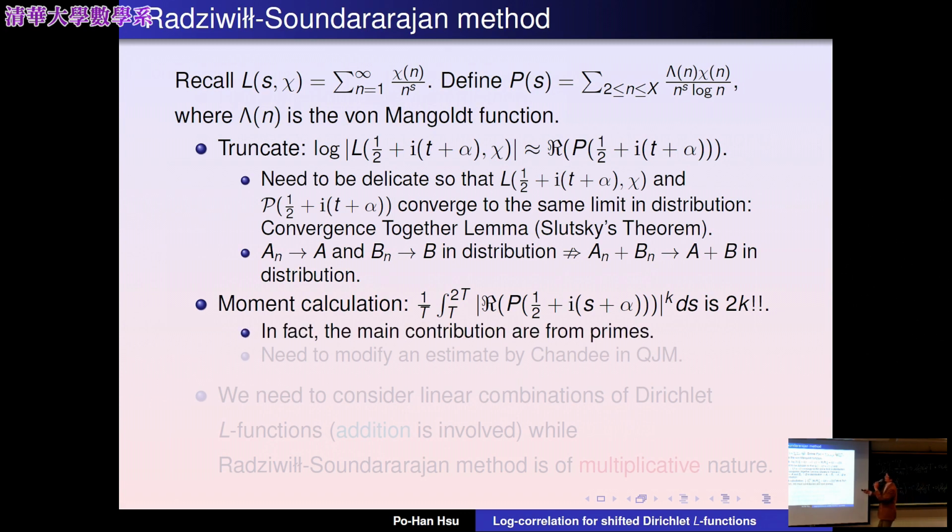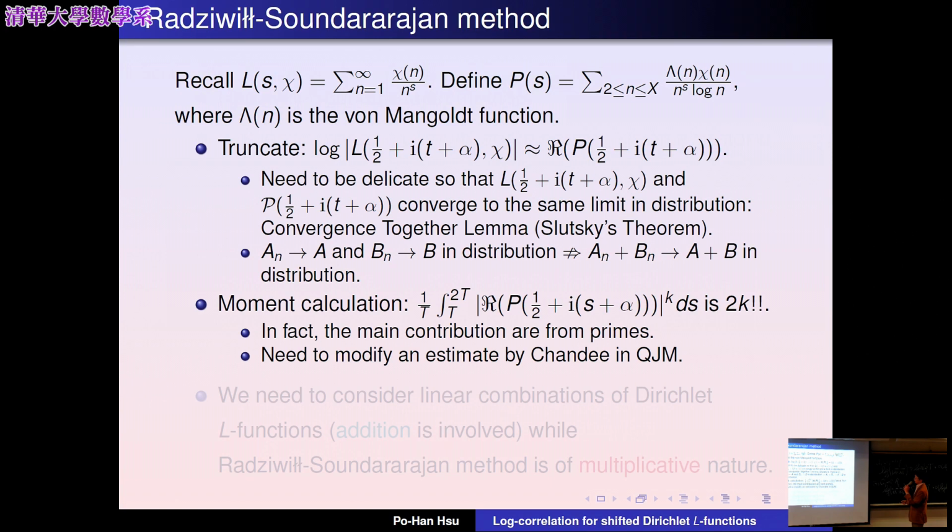If you truncate this to this, then the strategy is to show, by the moments method, that you consider this integral from T to 2T, divided by T, to the power k, of course. This one equals 2k double factorial, and that is the moment of a normal random variable.